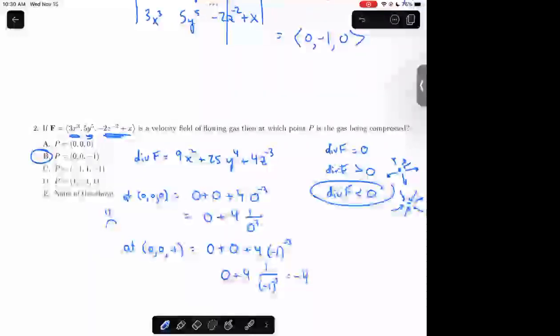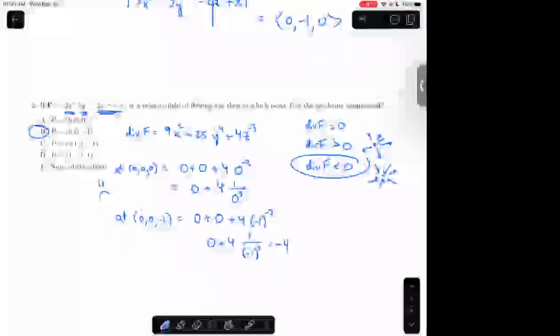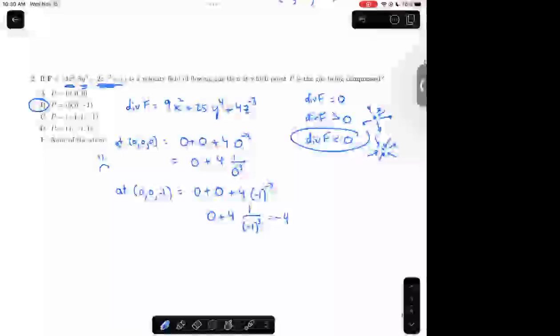Of course, you can check the other ones if you have extra time on your exam and verify that both C and D result in a positive answer. So B is the only correct result. But again, once I find an answer that works, I wouldn't necessarily spend the time plugging in C and D unless I had time to kill and just wanted to double check. All right, any questions on either 1 or 2 here? Again, this is 16.5, a bit of review.